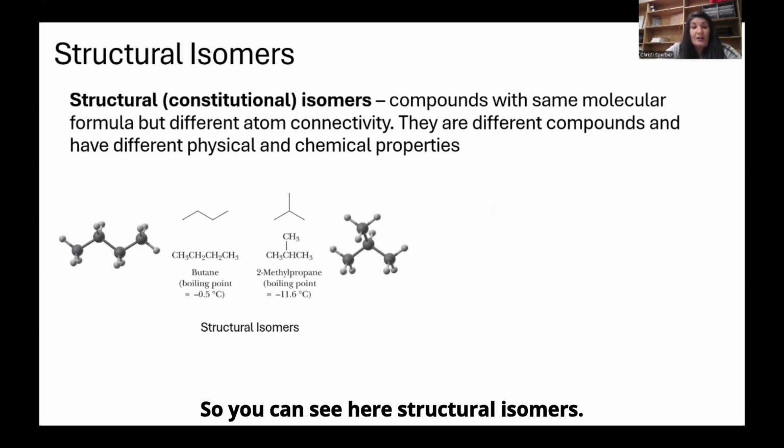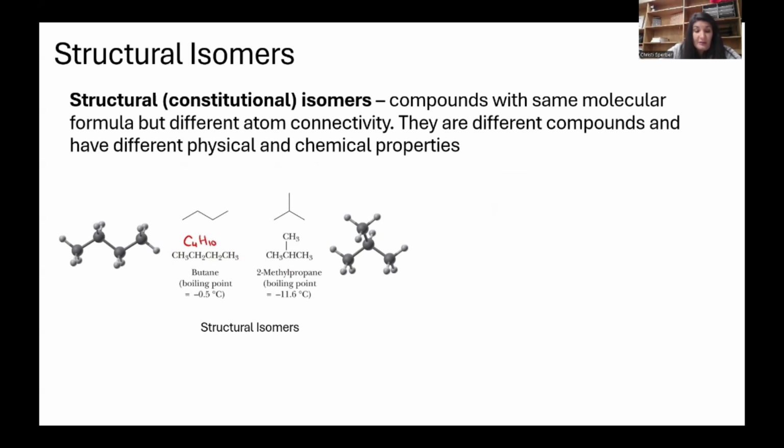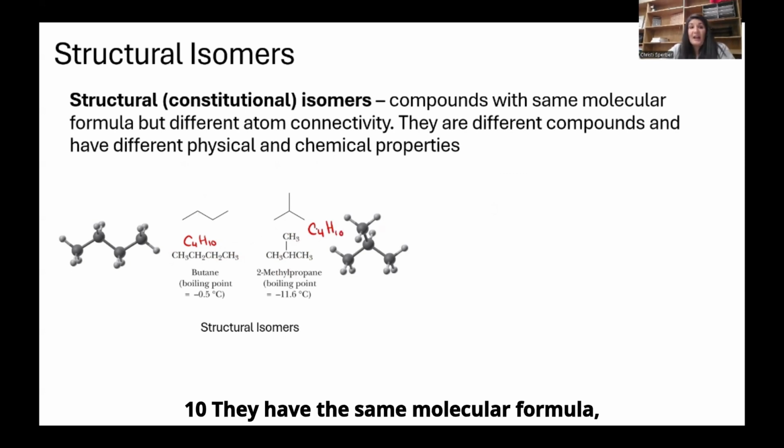So you can see here, structural isomers, we have butane and 2-methylpropane. In butane, we have C4, hydrogen is 3, 6, plus 4 is H10. 2-methylpropane is 1, 2, 3, 4, C4, H 3, 6, 9, 10. They have the same molecular formula, but they're bonded different ways.